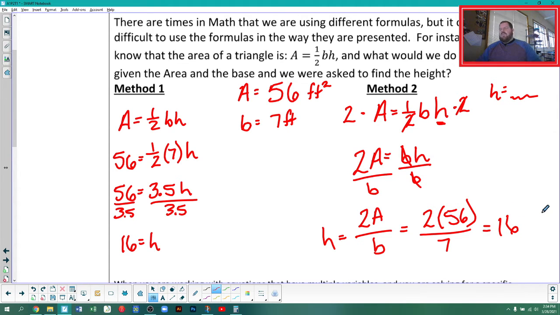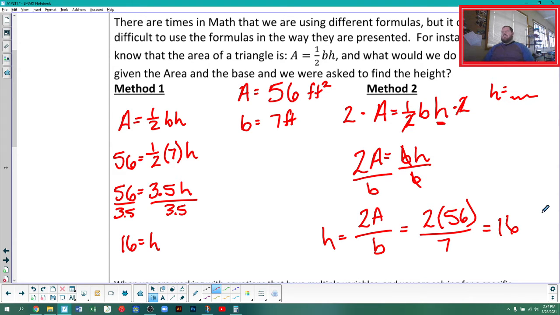And we'd be good to go. And if I had multiple triangles where they told me the area and the base length, I could find the height very quickly, multiple times, for multiple different triangles. And that's where this comes into play.